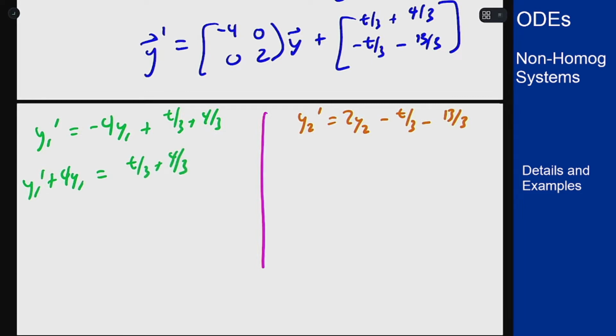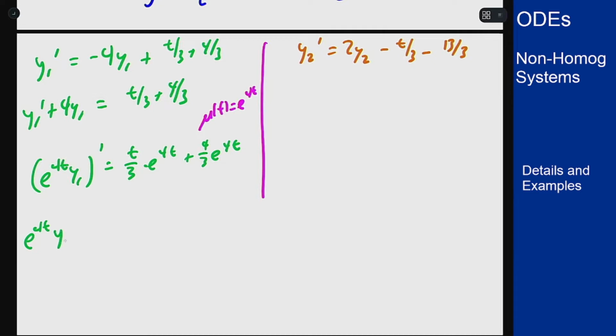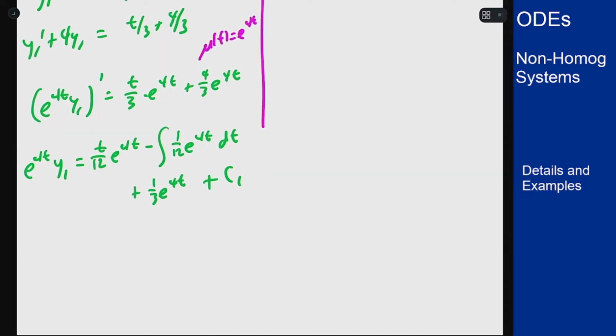The integrating factor that I want here is e to the 4t. The left side then becomes the derivative of e to the 4t y1, which equals t over 3 times e to the 4t plus 4/3 times e to the 4t. We'll have to integrate both sides here, and this first step is going to require integration by parts. So e to the 4t times y1 equals, the first step we're picking u to be t over 3, dv is e to the 4t, so I'll get a t over 12 e to the 4t minus an integral of 1/12 e to the 4t, and then just plus a 1/3 e to the 4t plus c1. Then do the last integral out.